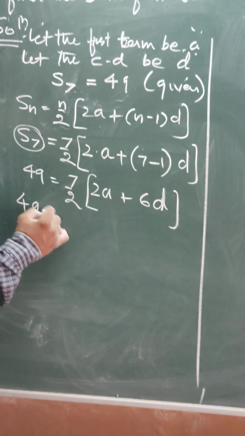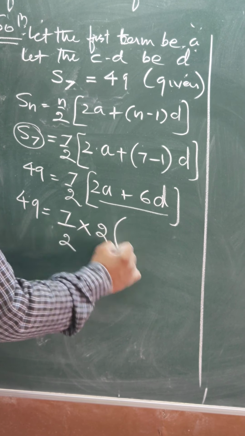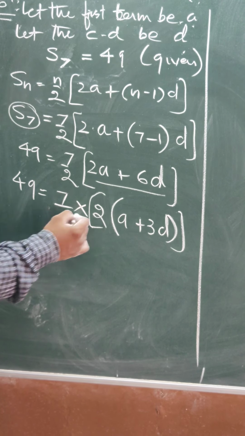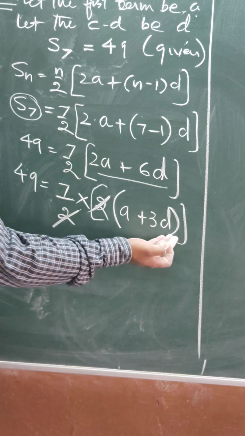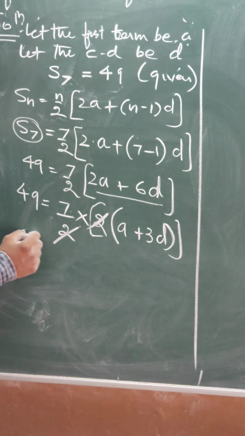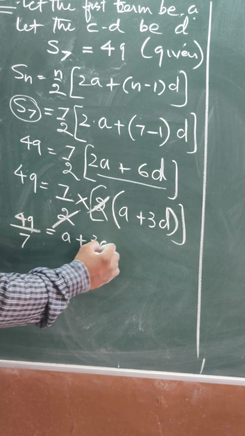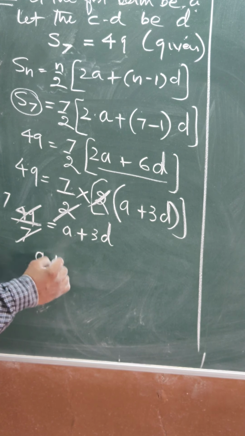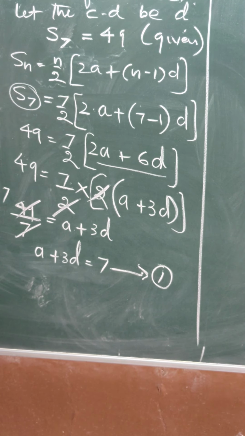So 49 is equal to 7 by 2 into, if you take 2 common from here, bracket a plus 3d, bracket close. So this 2 and this 2 get cancelled. Instead of multiplying with this bracket, we can take the 7 on this side because 49 is divisible by 7. So 49 by 7 is equal to a plus 3d. So a plus 3d is equal to 7. So this is equation number 1.